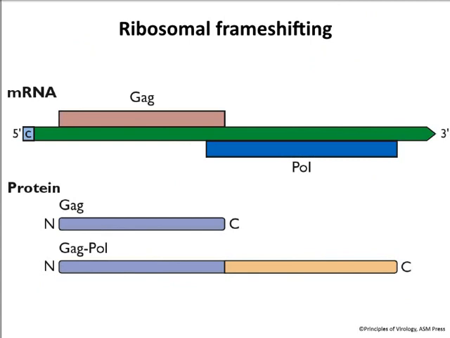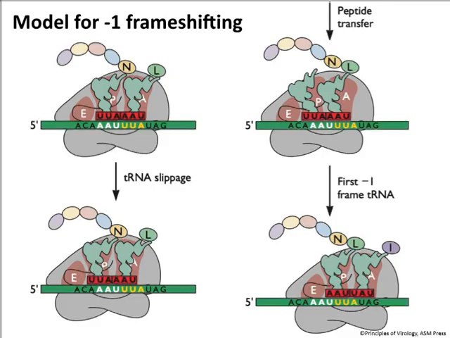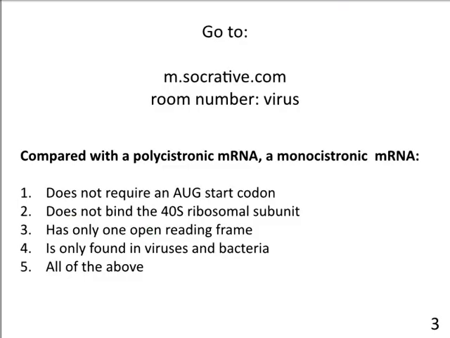And for the retroviruses, the reading frame goes to the end of the Pol gene. There's no other stop codons in here. So this is a calculated way to make that protein that you need. Ribosomal frame shifting. Number 3, there you go.